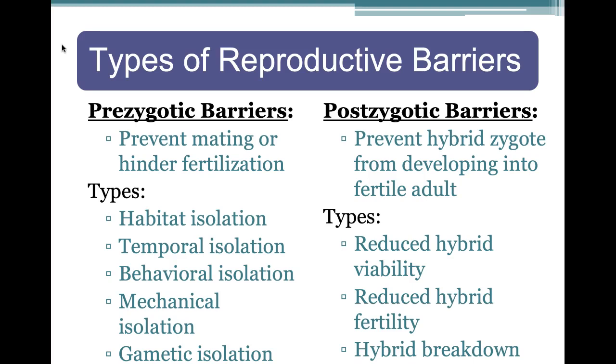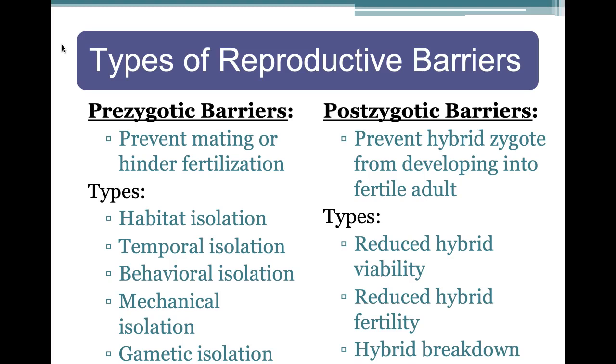The other type of reproductive barrier, again, is postzygotic barrier. And this is where there is going to be a zygote. But when we have different species, you don't want there to be viable offspring necessarily. So in this case, the zygote is sometimes prevented from actually developing into a fertile adult. There are going to be 3 different types of postzygotic barriers. So there has been mating and fertilization.